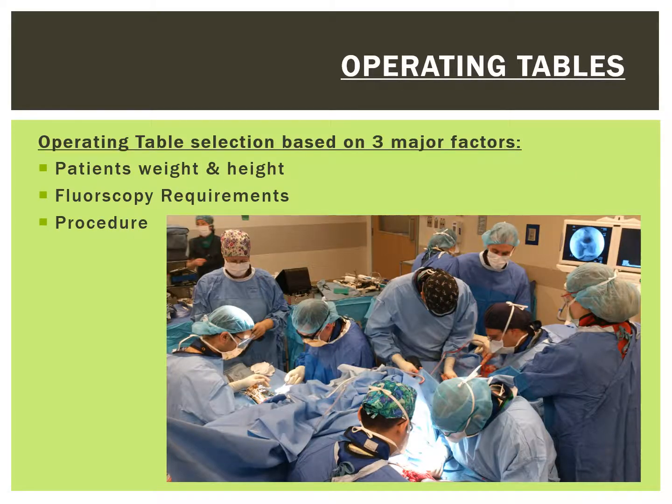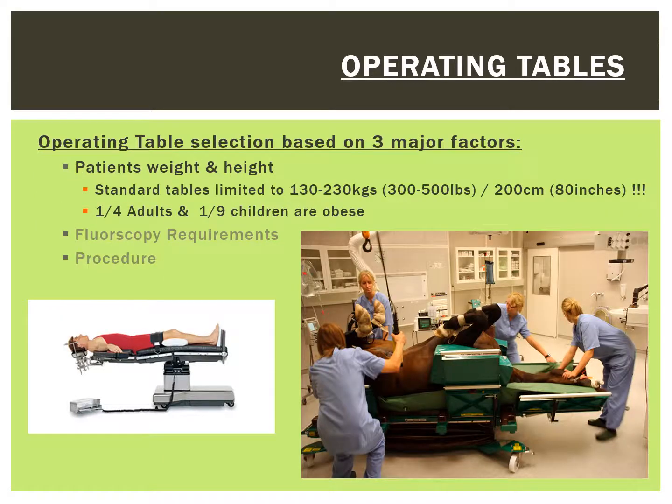The type of operating bed depends on 3 factors. First, the patient's weight and height. Second, your fluoroscopy requirements. And third is the procedure requirements. Most operating room tables are limited to less than 500 pounds weight and 7 feet in height. Otherwise, you may need an extension or an alternative bed. Be sure to know the weight and height limits of the bed you are using.